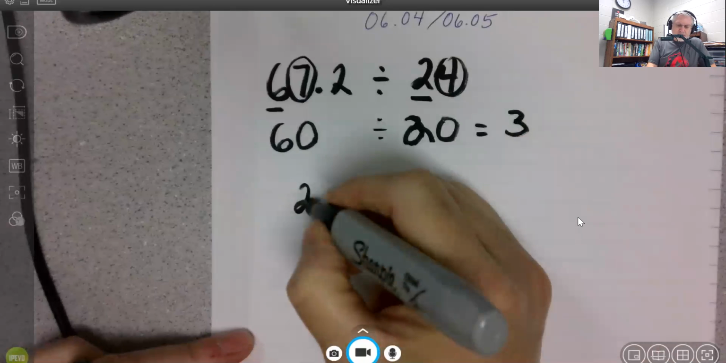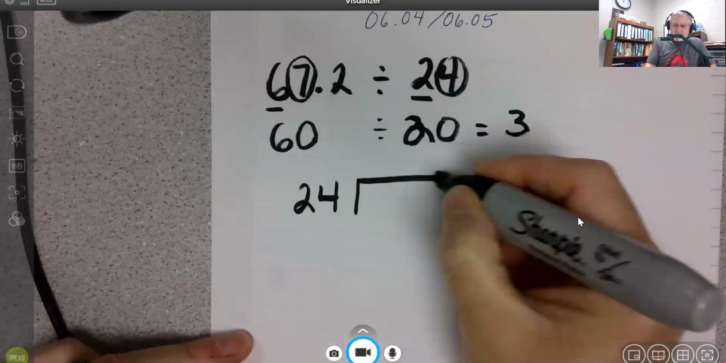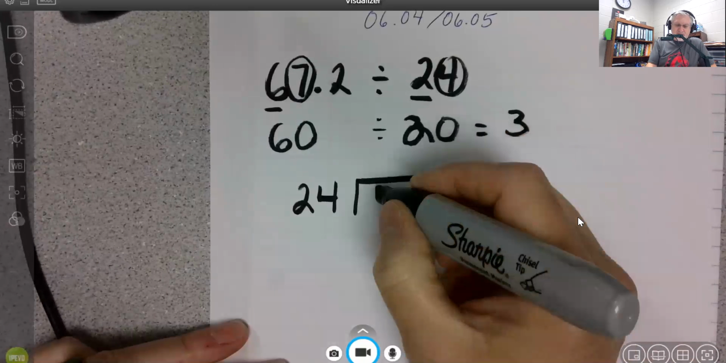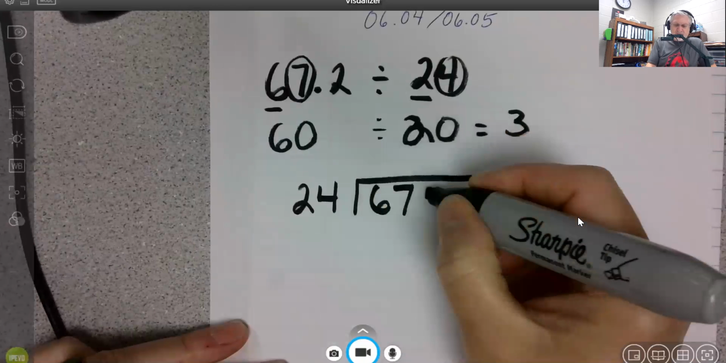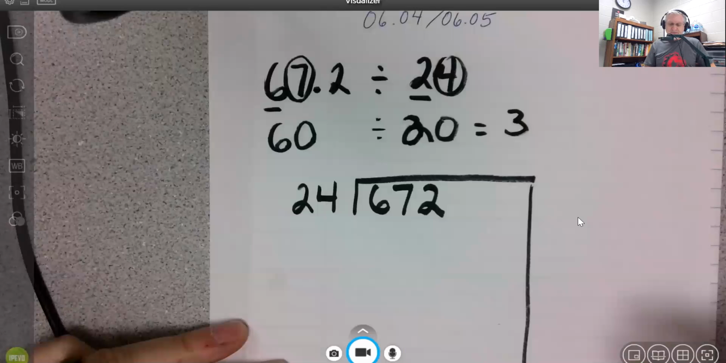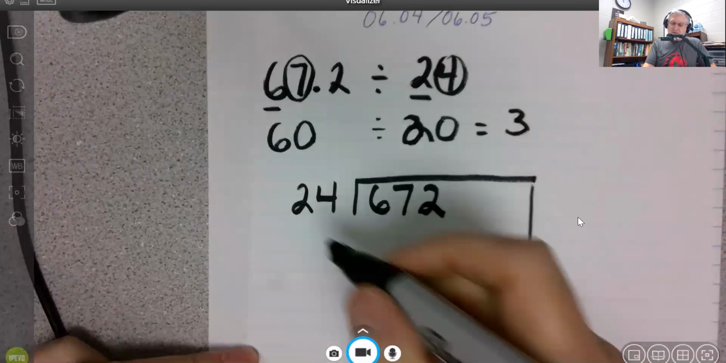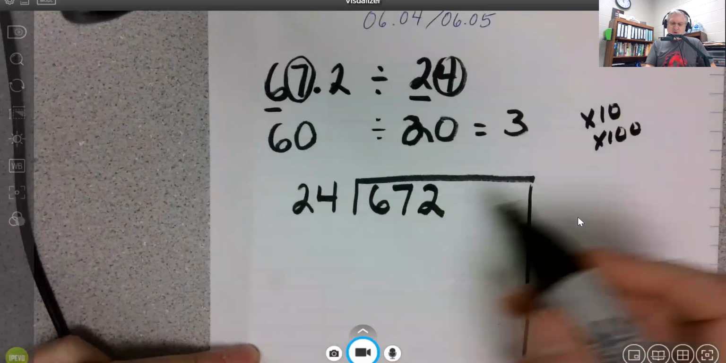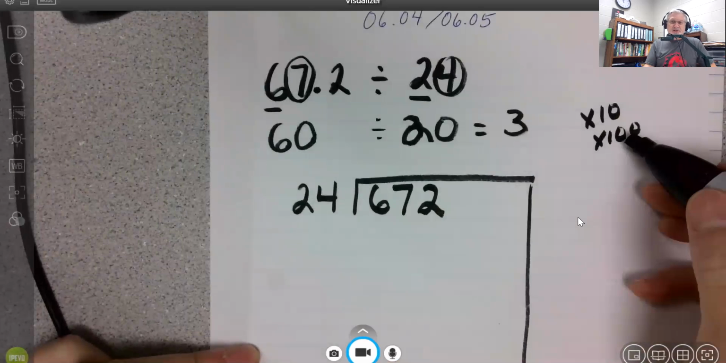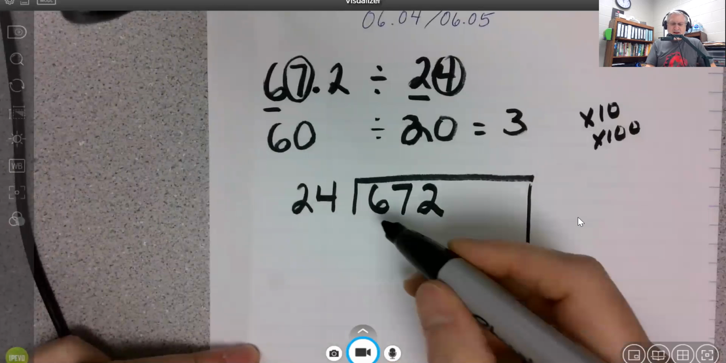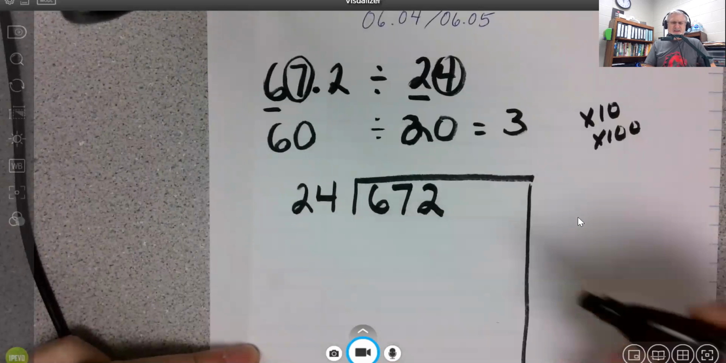Okay, then I'm going to rewrite my problem using the division symbol. And we're dividing 24 into 672 because we are no longer using that decimal point. We took it out. All right, so over here I'm going to multiply by tens and multiply by hundreds to figure out how many groups of 24. Well, I know 1,000 is too big. So if I do 24 times 10, I know that that's 240. But I want to get a little closer to 672.